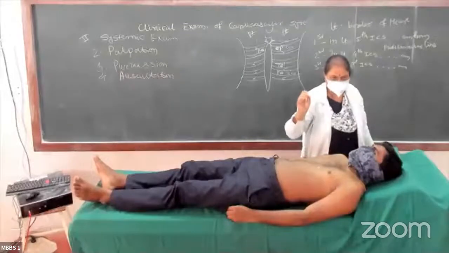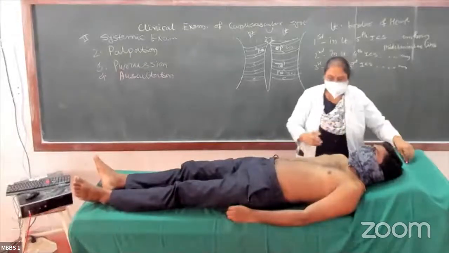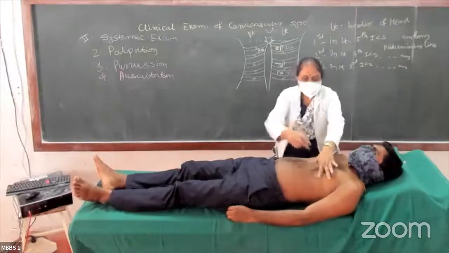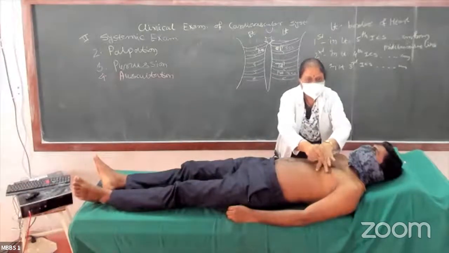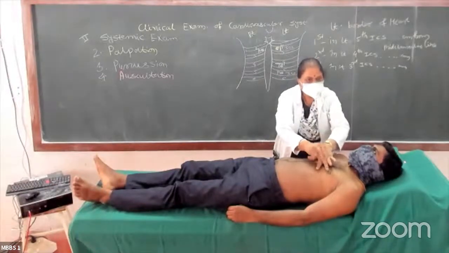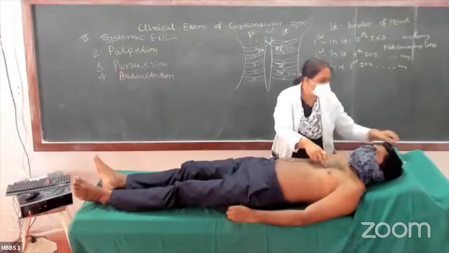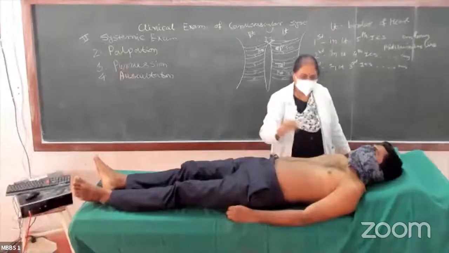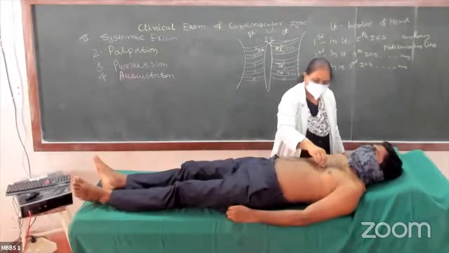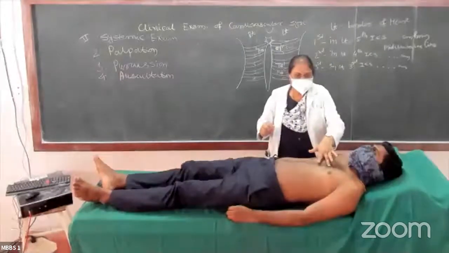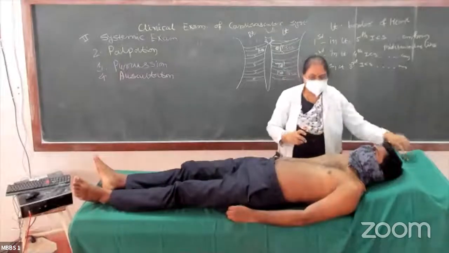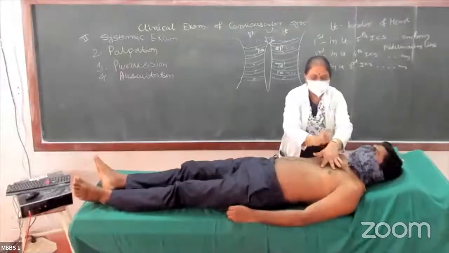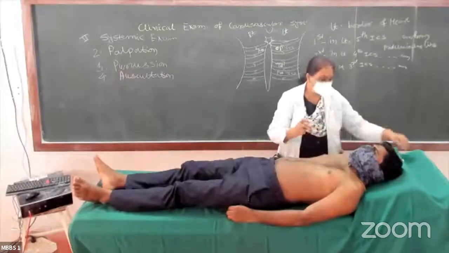In the 5th intercostal space, then go one space above, that is the 4th intercostal space. Same, start percussing from the lateral to the medial. Resonant, resonant, resonant. At one point you again get the dullness. This is in the 4th intercostal space. Go one space above, that is the 3rd intercostal space. Same procedure. Resonant, resonant, resonant, dullness.